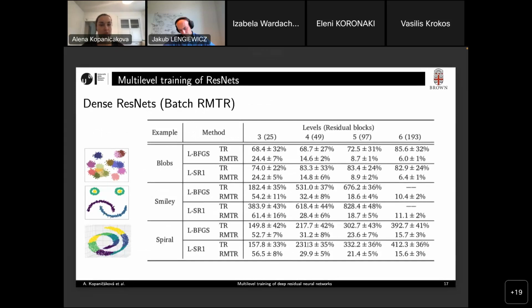So using all of this, let me give you a demonstration of the first numerical result. Here I consider classification problems using ResNets, where the residual block is just a simple single layer perceptron with dense layers. And we consider 3 different datasets, namely blobs, smiley, and spiral. These datasets are generated in a very simple way. There are some particles in 2 or 3 dimensional space, and they are assigned to different classes based on their location. For blobs, we have, I think, 10 different classes. For smiley, we have 4 different classes. And for spiral, we have 6 different classes.